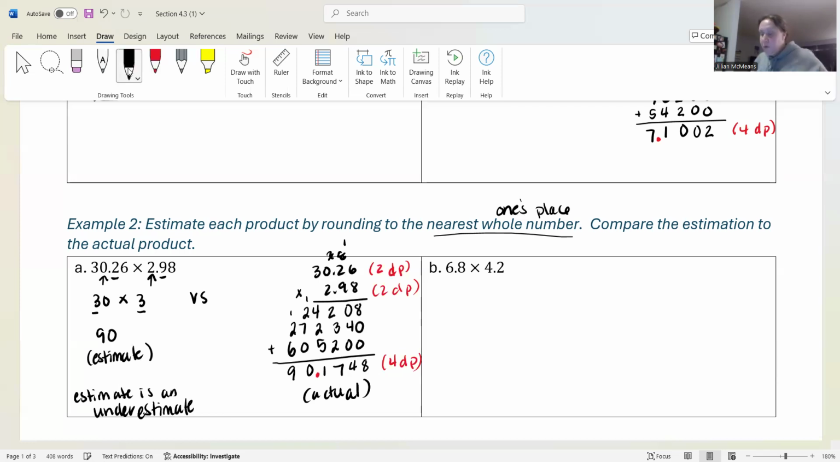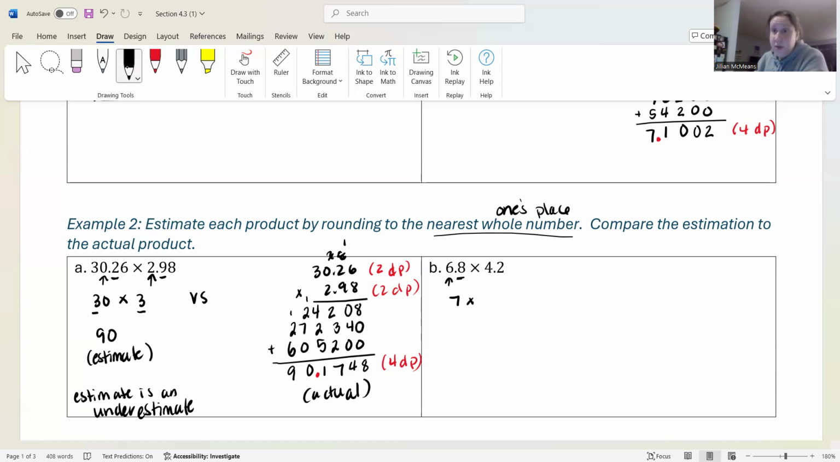All right, one more. We have 6.8 times 4.2. So 6.8, we need to find out, is that closer to 6 or is it closer to 7? Well, 6 is the whole number in the ones place. To the right, I have an 8, which is more than 5, tells me to round up. So we would say that 6.8 is closer to 7.